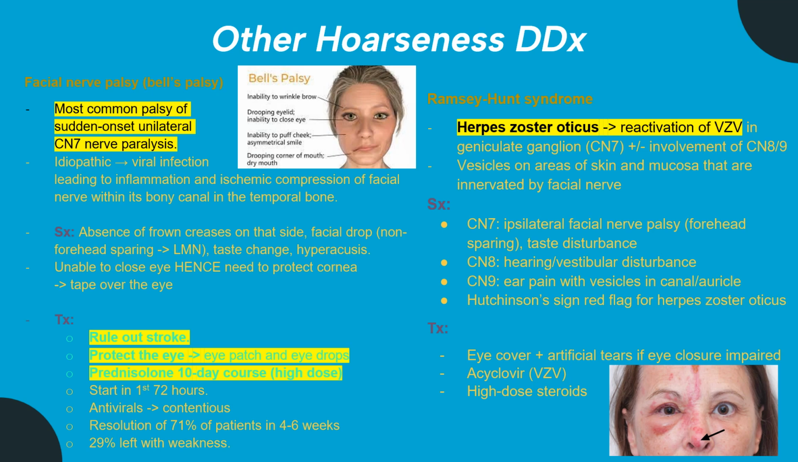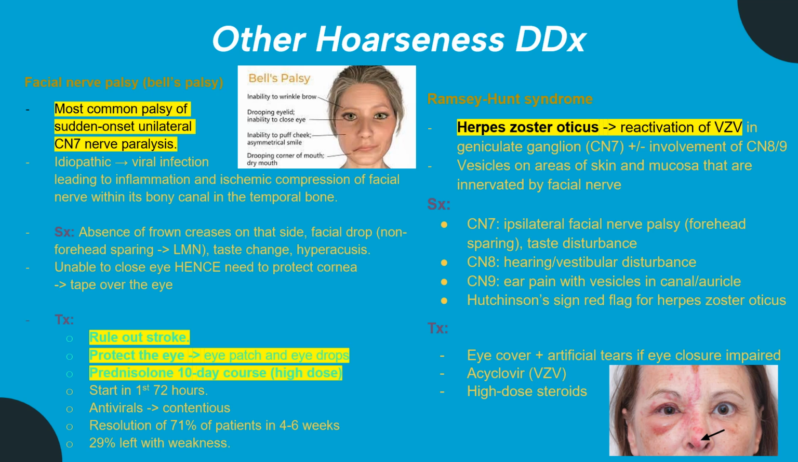So Ramsay-Hunt syndrome. That's a cause of this kind of Bell's palsy, but it's due to herpes zoster, so shingles. And basically what's happening is you're having that varicella zoster virus reactivating in your cranial nerve 7, so your geniculate ganglion of cranial nerve 7. And you can also have involvement of cranial nerves 8 and 9 as well. You'll have the vesicles on the skin, so commonly of shingles, in areas that are innervated by the facial nerve. So your symptoms will be dependent on which nerve is affected.